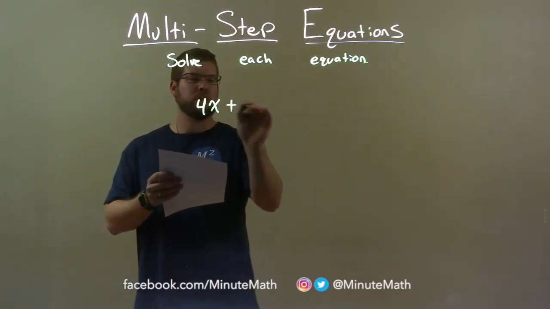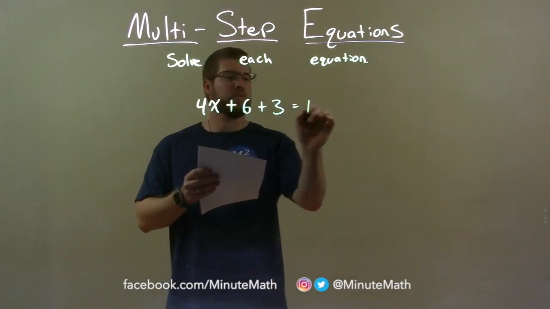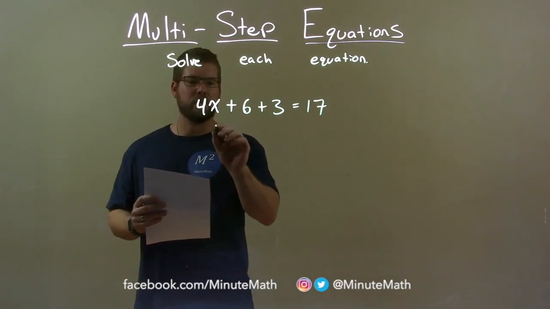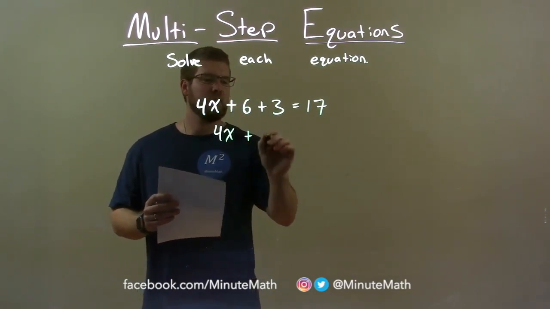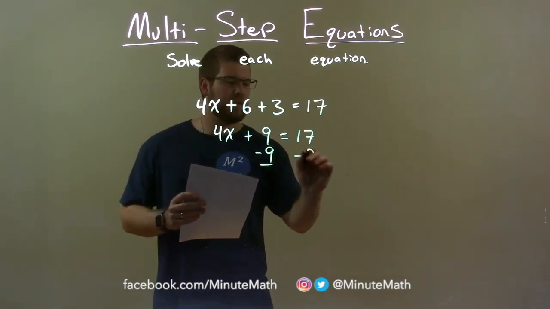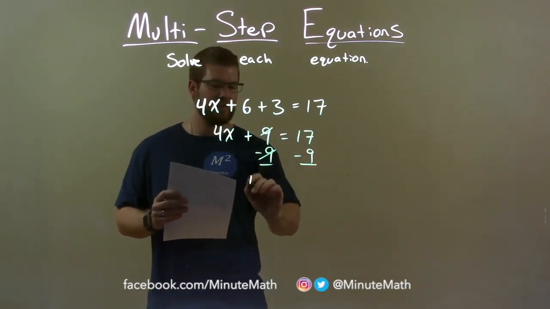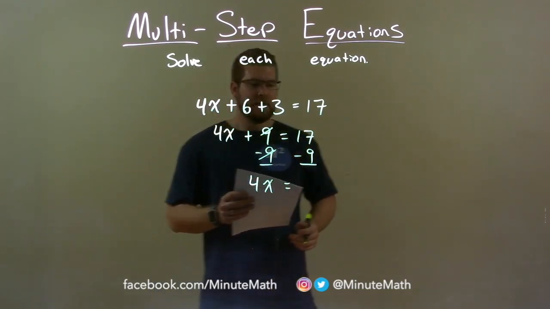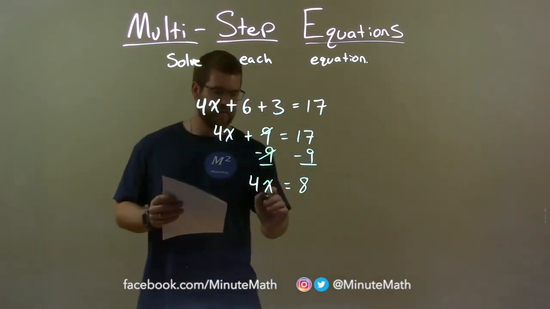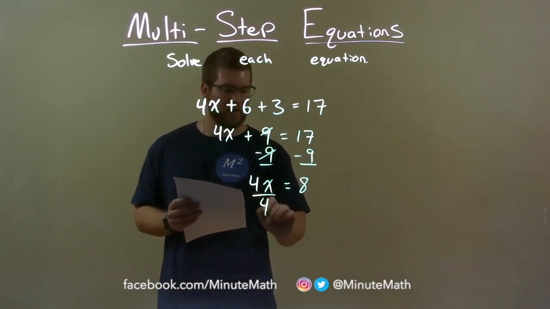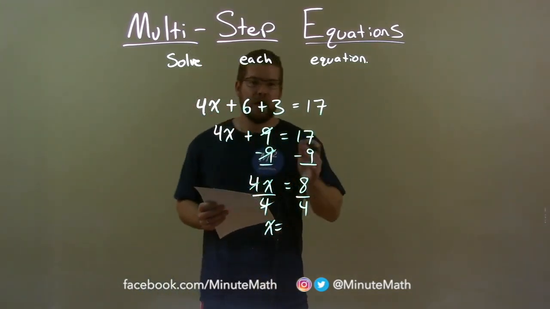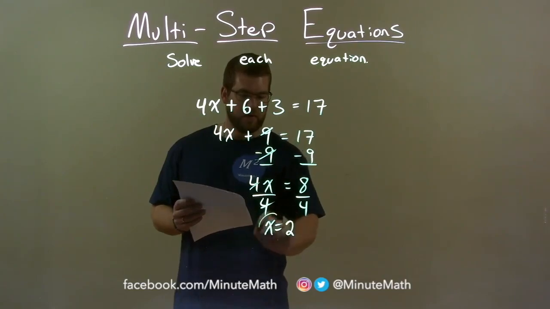4x plus 6 plus 3 equals 17. First thing I want to do is combine 6 and 3. So we have 4x here plus 6 and 3, which is 9. That equals 17. Now if I subtract a 9 to both sides, the 9's cancel on the left, giving me 4x by itself. 17 minus 9 is an 8. So now we have 4x equals 8. 4 times x, opposite multiplication is division. Divide both sides by 4. And I'm left with x by itself, right, the 4's cancel, equal to 8 divided by 4, which is 2. Our final answer.